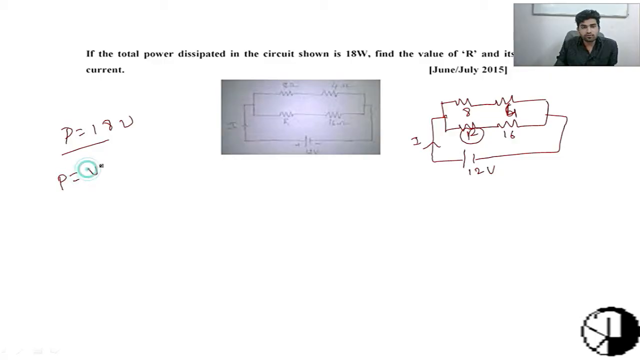Power is equal to VI, so I is equal to P by V. So 18 by 12. 6 twos are 12, so 18 by 12 is 1.5. So 1.5 amps is the current flowing through the circuit.